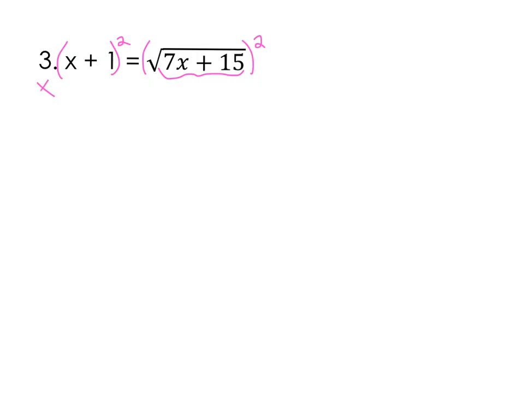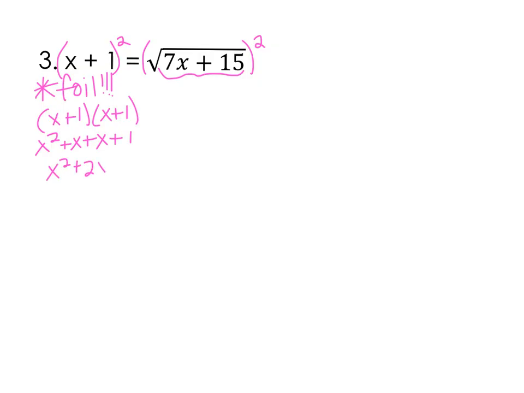Make sure that you recognize what to do in the next step. On that left-hand side, you have to FOIL, which means we're going to write out x plus 1 twice and multiply it all together. That's going to give us a quadratic expression on the left-hand side. X times x is x squared, plus 1x again, and then 1 times 1 is 1. We're going to have a total of x squared plus 2x plus 1 on the left-hand side, equal to 7x plus 15 on the right-hand side, where the radical canceled.